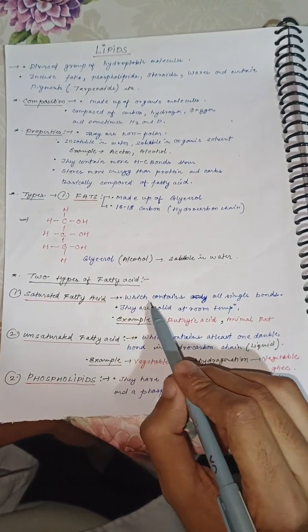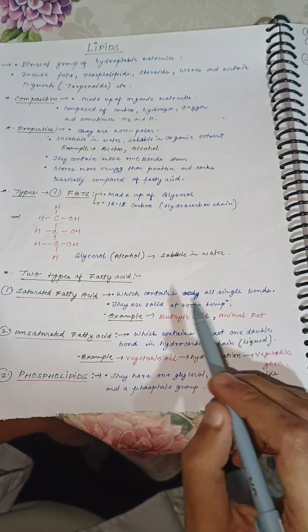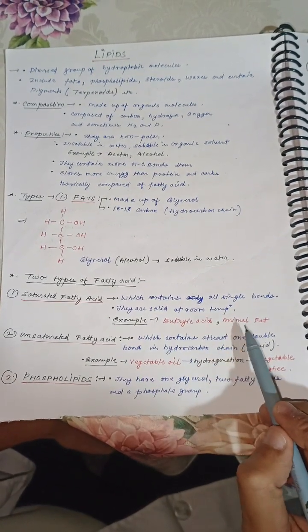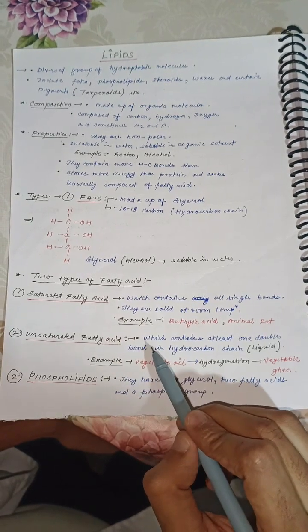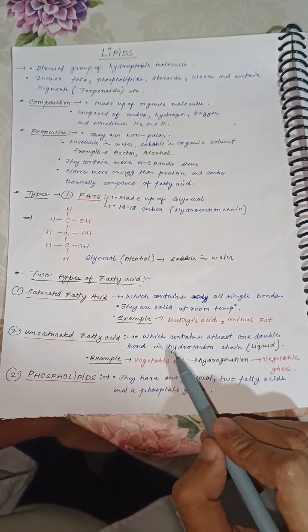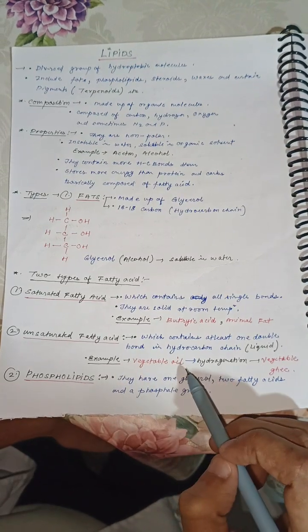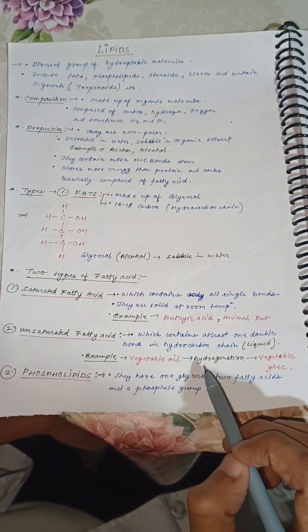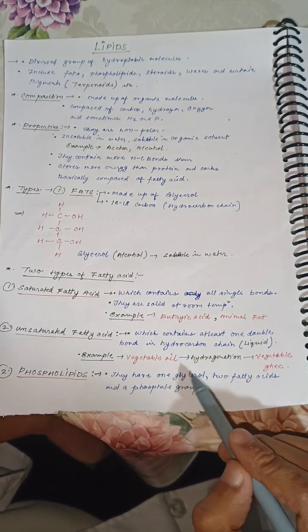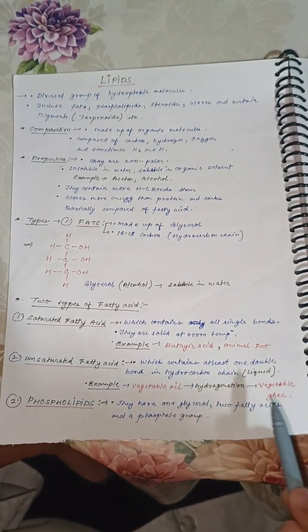Saturated fatty acids are those which contain all single bonds, and they are solid at room temperature. Examples are butyric acid and animal fat. Unsaturated fatty acids contain at least one double bond in the hydrocarbon chain, for example vegetable oil. If it undergoes the hydrogenation process, then it will change into vegetable ghee.